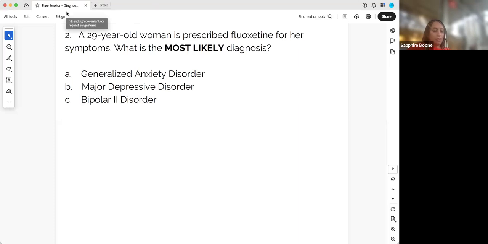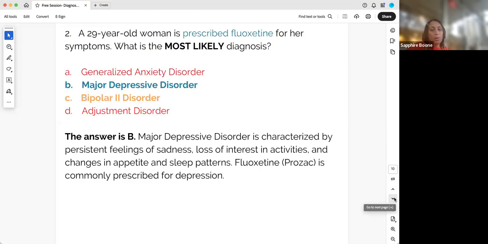All right, let's see how we did on number 2. Pretty simple question. We did have a majority of it correct. Major depressive disorder. Major depressive disorder is characterized by persistent feelings of sadness, loss of interest in activities, and changes in appetite and sleep patterns. This is commonly prescribed for depression. And we know that because I see that the second answer was A, anxiety.